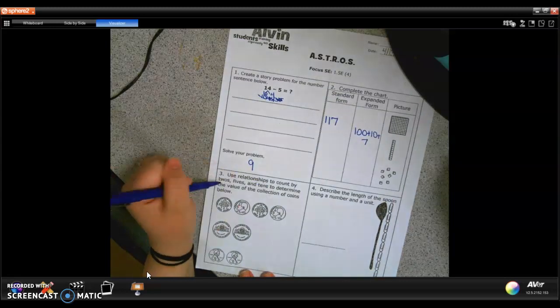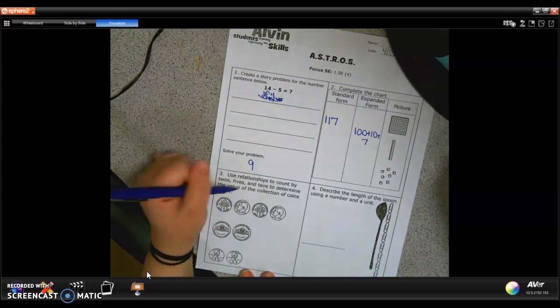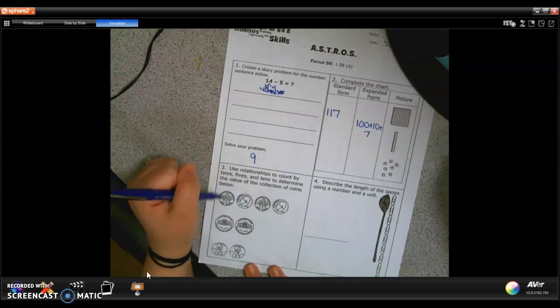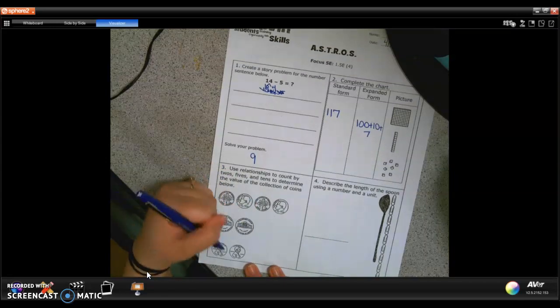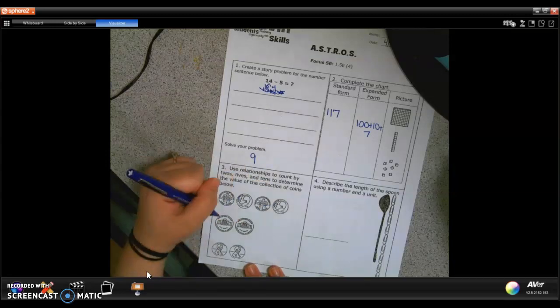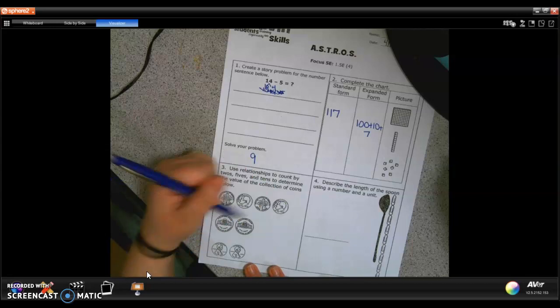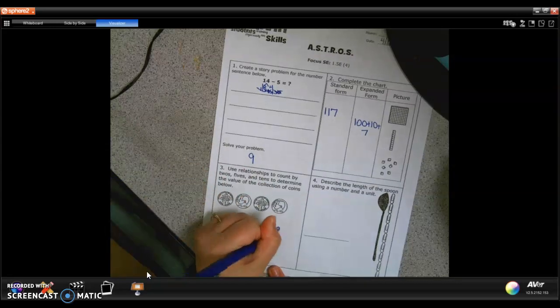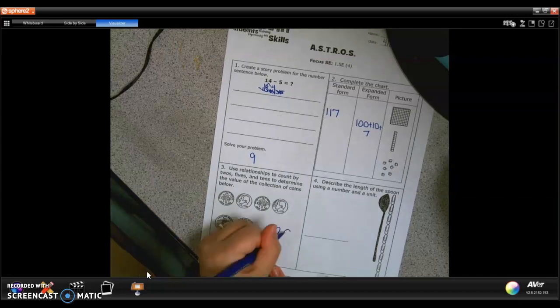Use relationships to count by 2s, 5s, and 10s to determine the value of the collection of coins below. Okay, so I have my dimes first, then I have my nickels and my pennies. So I know it's already sorted. So I'm going to go 10, 20, 30, 40. Now I'm going to switch to nickels. So I'm going to go 40, 45, 50, 51, 52. Now I'm not done yet. I need to make sure I put my cent symbol.